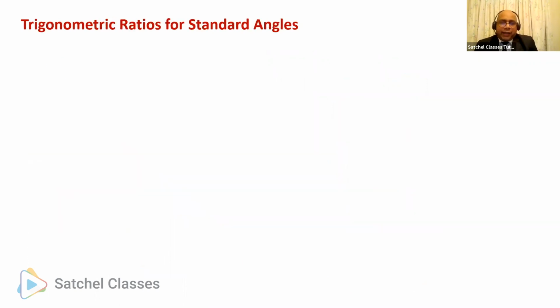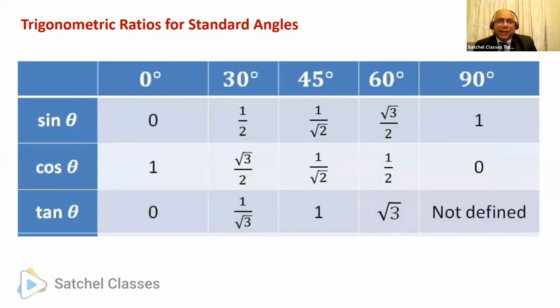Right. Having learned the relationship between the trigonometric ratios, we now need to know the trigonometric ratios for some standard angles like 0 degrees, 30 degrees, 45 degrees, 60 degrees, and 90 degrees. You may choose to pause the video at this moment and make a note of these values. These are important values, and you need to remember them. Now let's try and figure out whether the relationships that we derived earlier stand for these angles as well.